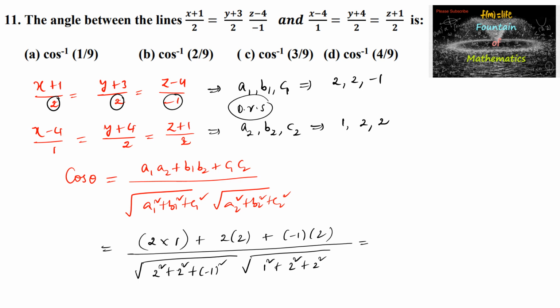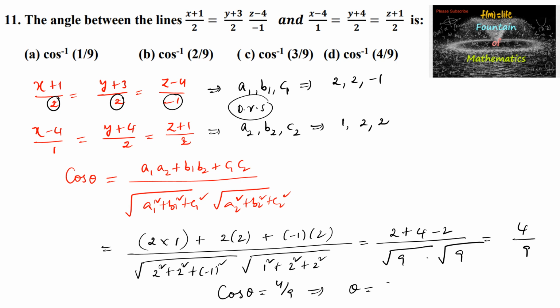So 2 ones are 2, 2 plus 2 twos are 4, and again minus 2, divided by root of 4 plus 4, 8 plus 1, that is 9, root 9, into root of 4 plus 4, 8 plus 1, 9. So we have 2 plus 4, 6, 6 minus 2, that is 4, 4 upon 9. So cos theta is equal to 4 upon 9, which implies theta is equal to cos inverse of 4 by 9. So cos inverse of 4 by 9 is option D. We can go with answer D.